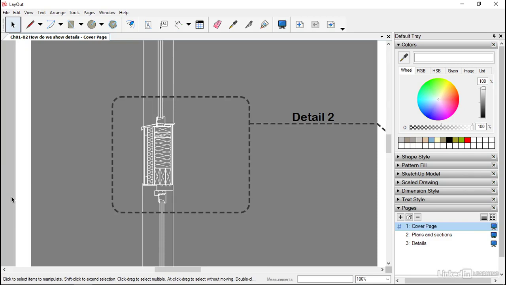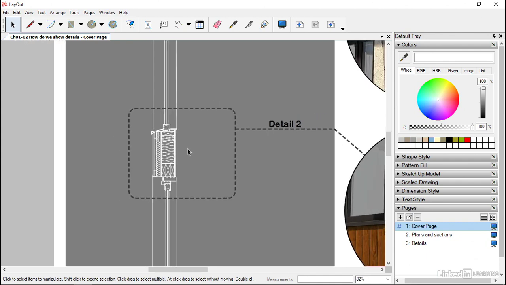Chapter 102, how do we show details? Well, this is a section through the window and the door head. And this is what the wall makeup looks like. And this is a traditional way of explaining details. Now, this is for visual purposes only, really. This is for our cover page, which we'll be making.